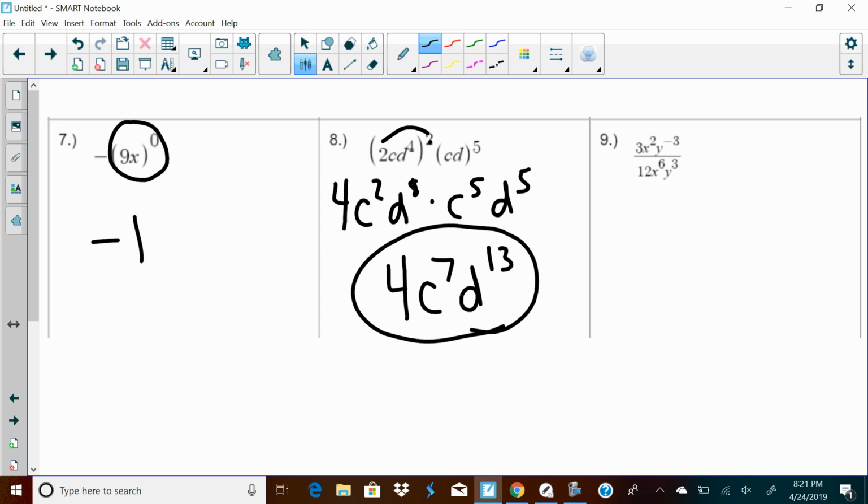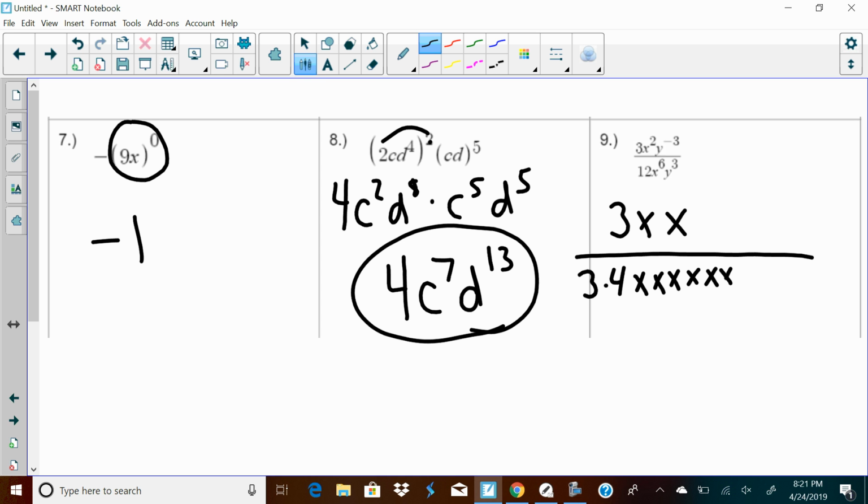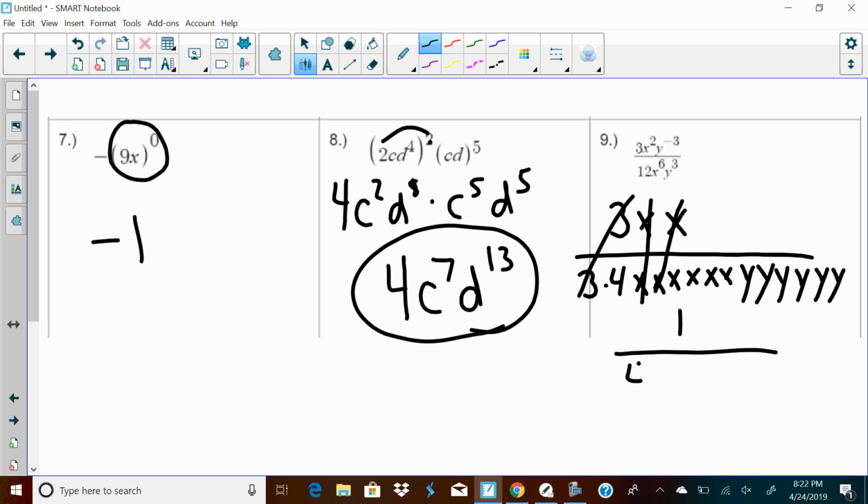So for 9, I end up with 3 on the top, 2 x's. On the bottom, I'll do 3 times 4, 6 x's. And then 3 y's from the top, 3 y's from the bottom. So these cancel with 1 on the top, 4 on the bottom, x to the 4th, y to the 6th.